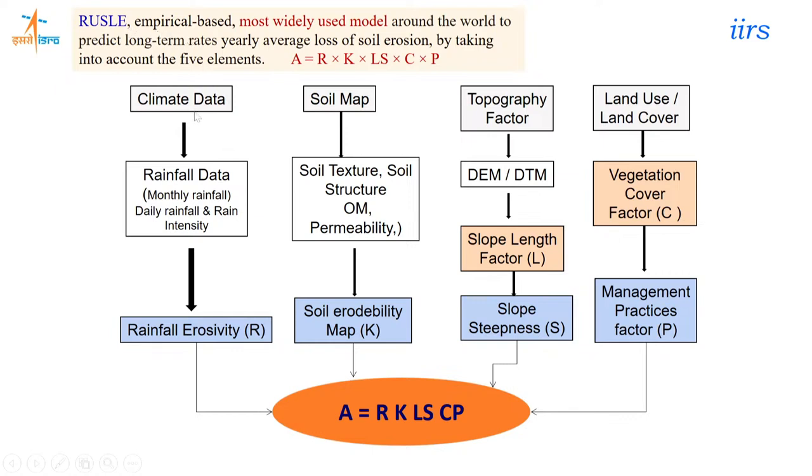In this we use the climate data, soil map, topography, and land use land cover. The topography information we get from the DEM. We can prepare slope length and slope steepness factors, two factors. And from the land use land cover map, you can generate the C factor, vegetation cover and management practices. From the soil map, you can generate the soil erodibility map, and from climate data, I can generate the rainfall erosivity map. If you integrate these maps, these factors, then we get the soil erosion risk area.